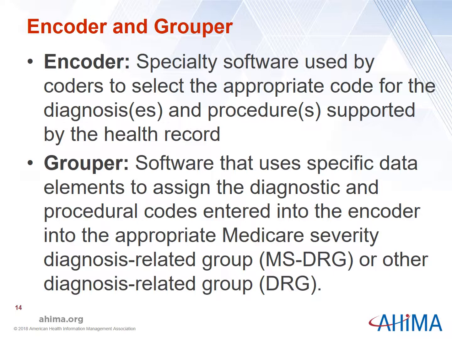The encoder is specialty software used by coders to select the appropriate code for the diagnoses and procedures supported by the health record. There are two types of encoders. There is a rules-based encoder which requires the user to type in the name or portion of the name of the diagnosis or procedure. This entry into the encoder generates a list of suggestions from which the coder selects. The automated codebook encoder lists diagnoses.